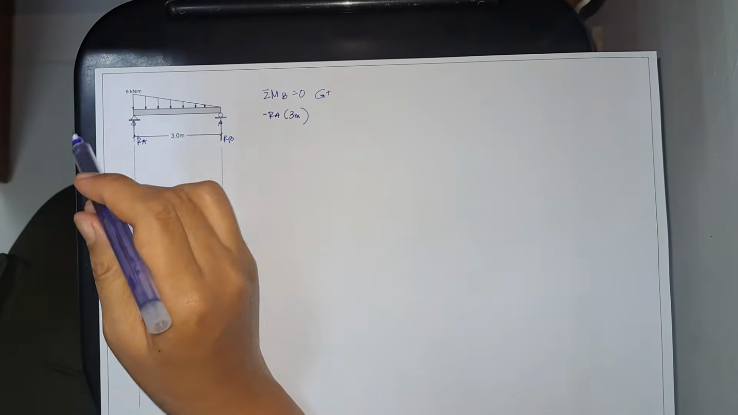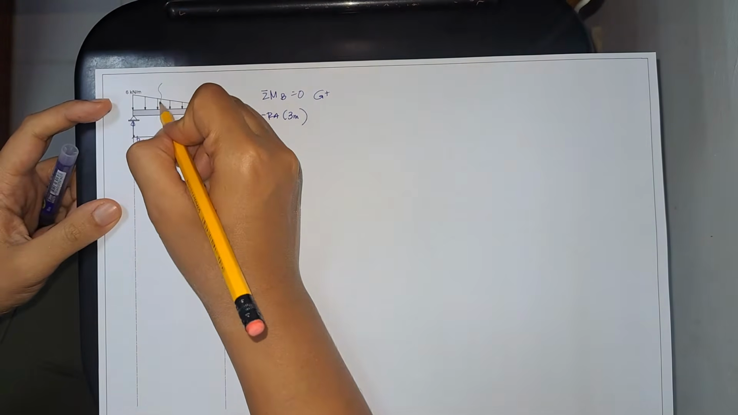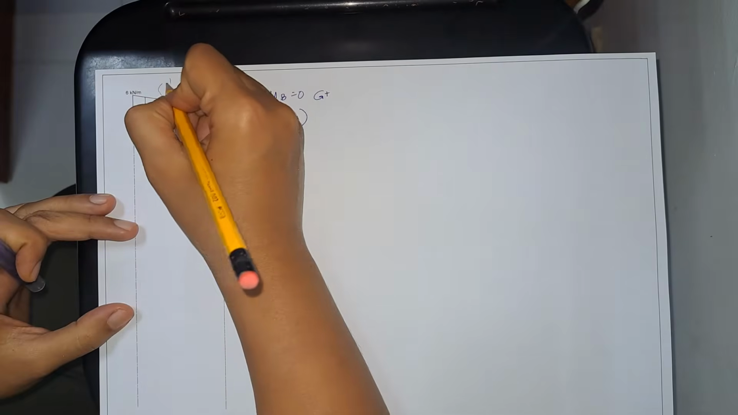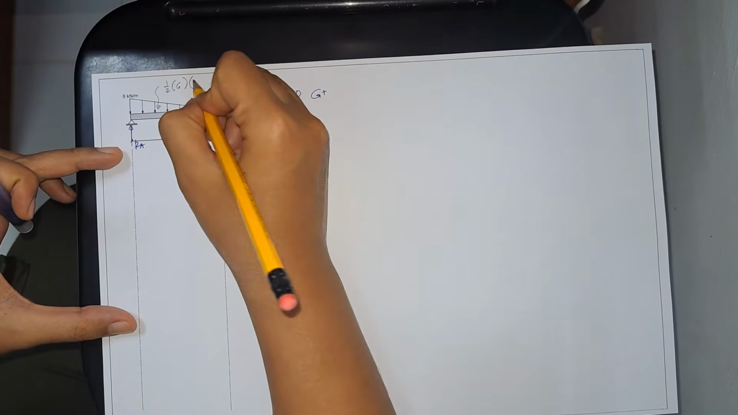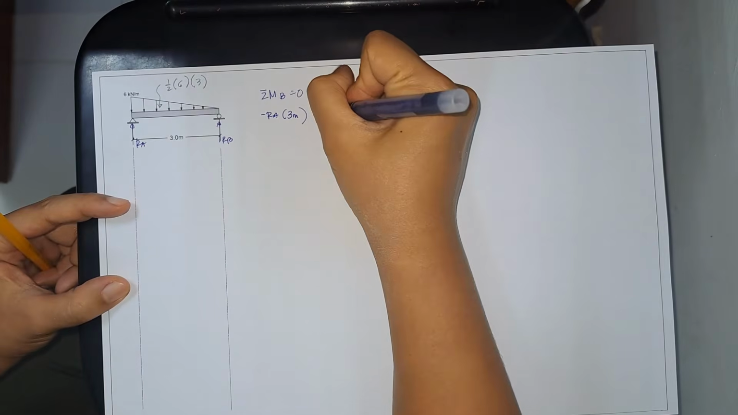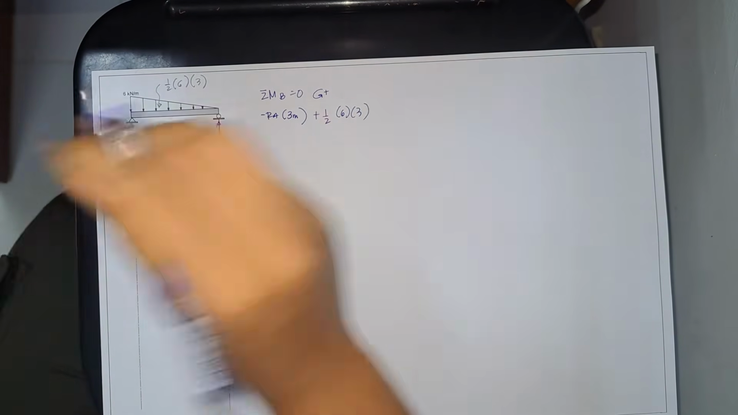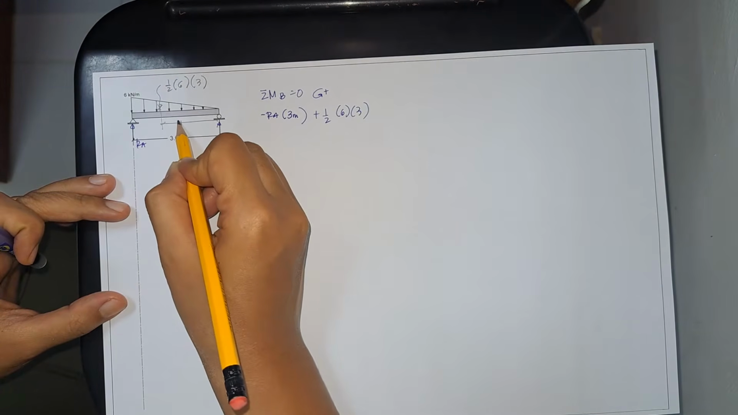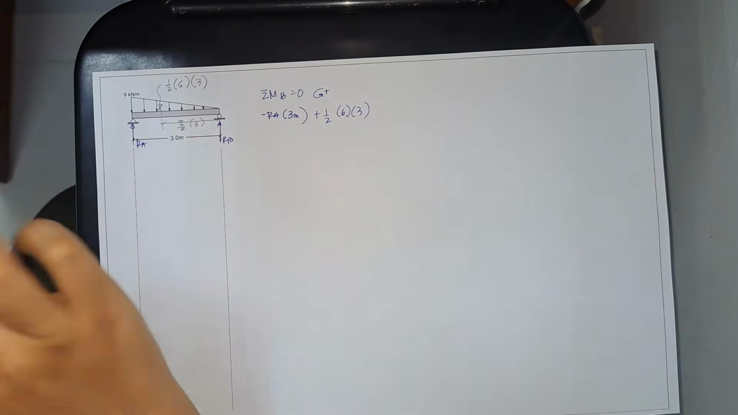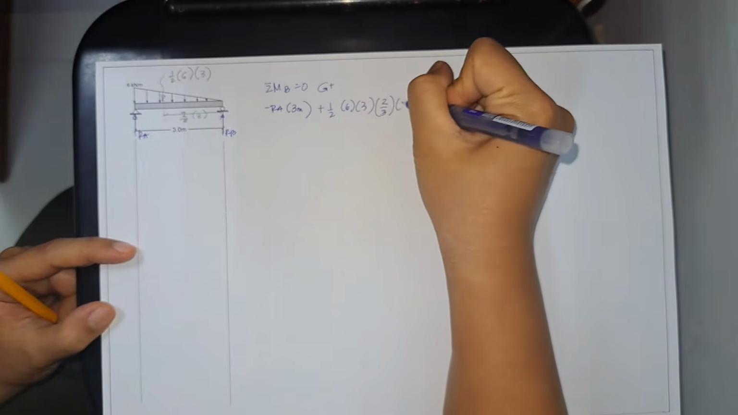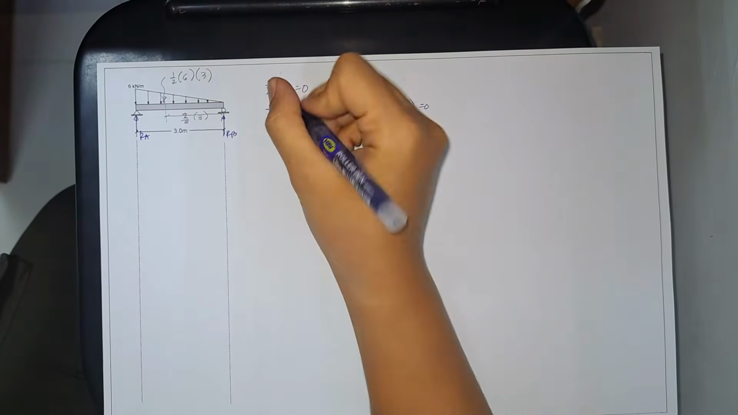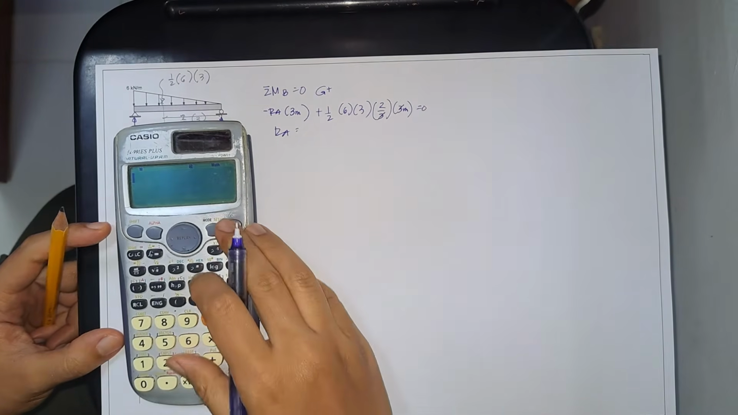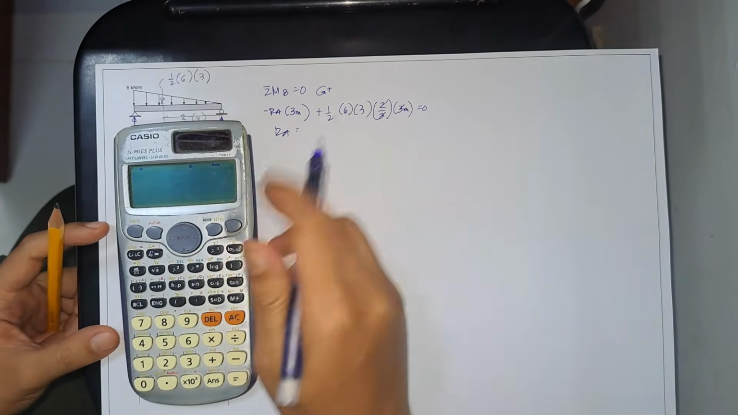Tapos yung ating load dito sa taas, i-convert lang natin into its equivalent concentrated load by having its area. So the area is 1/2 by 6 by 3. Okay, plus 1/2 of 6 by 3. Yung ating moment arm is from this point sa kanyang centroid papunta dito. So that is 2/3 of 3 meters. Therefore, the reaction at A is equal to, cancel out yan. So we have here, cancel out din yan, 18 divided by 3, so 6.